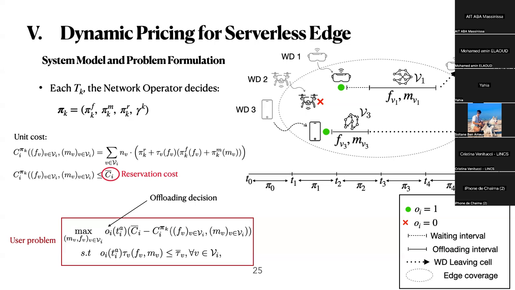So here, OI is the offloading decision of the user. If OI is equal to one, it means that the user wants to minimize the cost while verifying the latency constraint, for each function of its function set, the execution of this function is less or equal to this latency constraint. So this OI can be only one or zero, and it only depends on the user, actually.